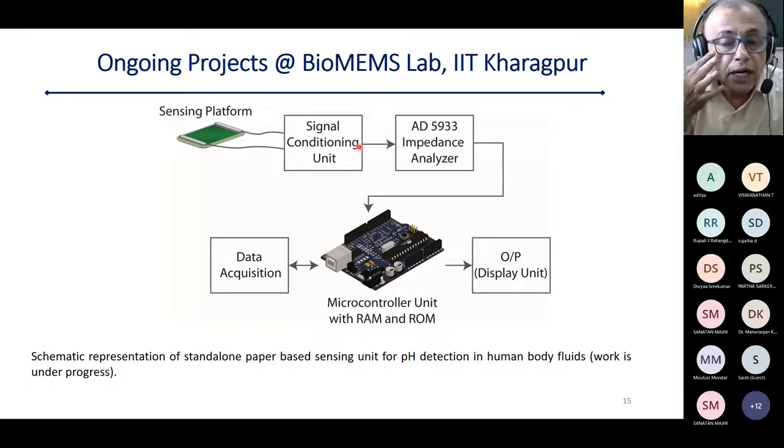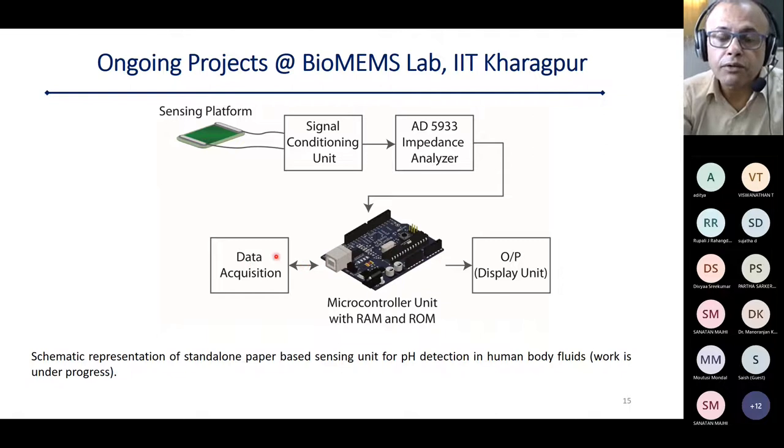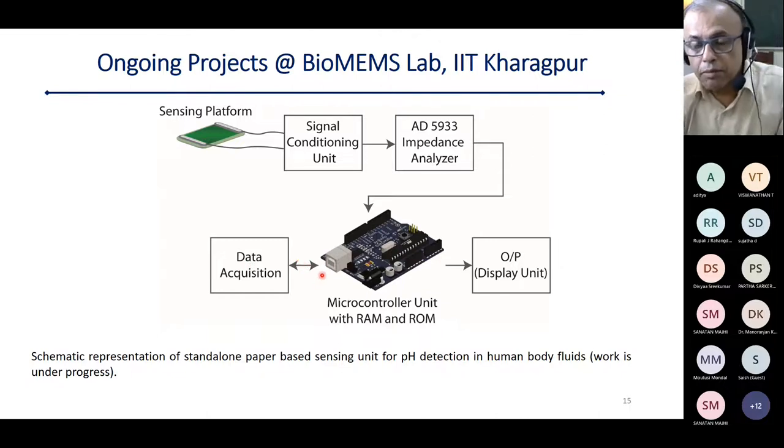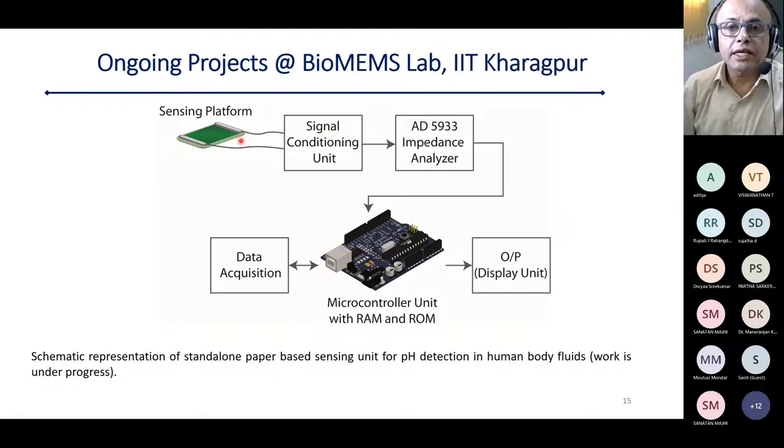So the signal conditioning part is connected with the impedance analyzer chip, and then you have another microcontroller with RAM and ROM, which is connected. On one side, I can use a display for immediately displaying the pH value. My students are now working on that. On the other side, through the serial port, you can get the data into the computer. That part we have already developed, and we have now published that paper. So this is an embedded system, and this specific embedded system is designed to get the pH value of urine using these paper-based sensors. This is one example I'm giving you.